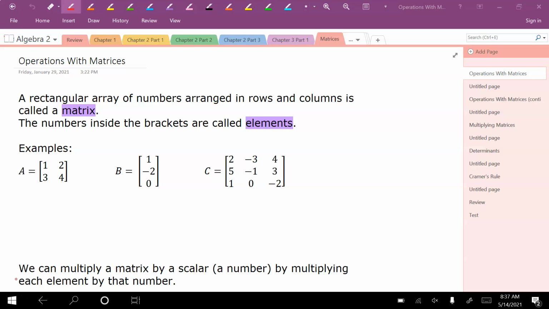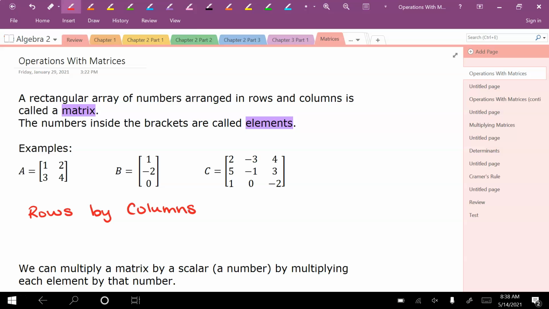When you think of a matrix, it's going to be a set of numbers in rows and columns, and they've got brackets that sit around them. So what we're going to see is anything that looks like these three here. When you're looking at a matrix and you're trying to decide its dimensions, you always look at the number of rows that it has, and then the number of columns.